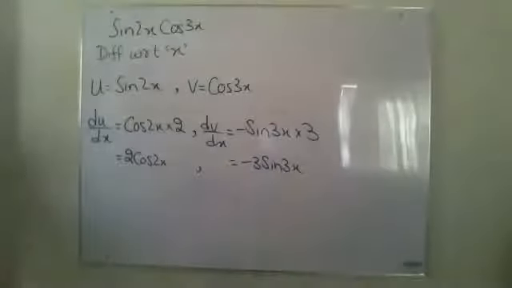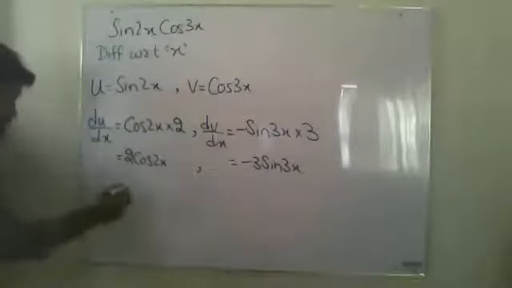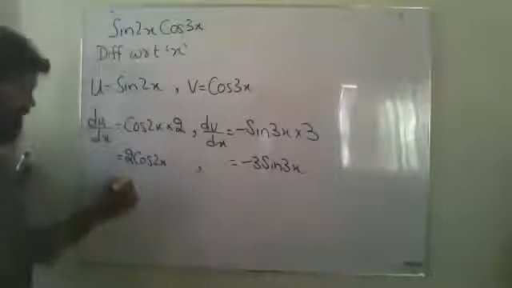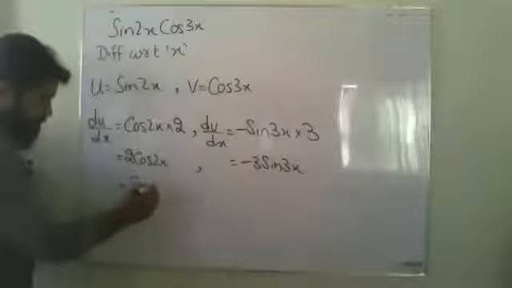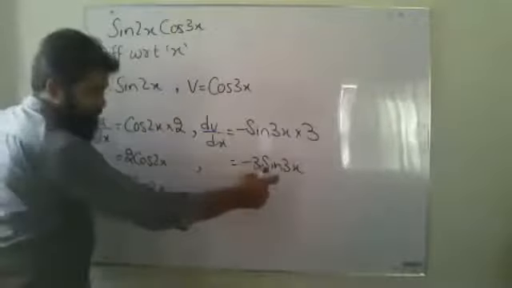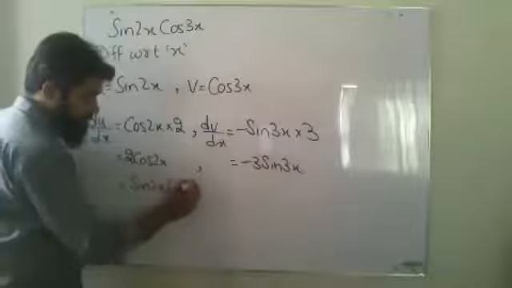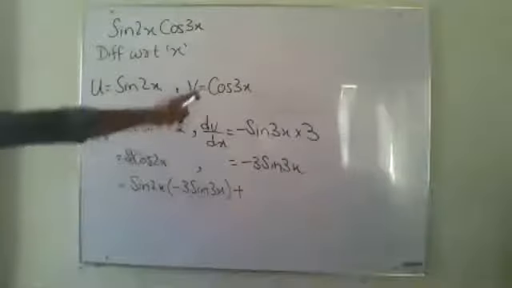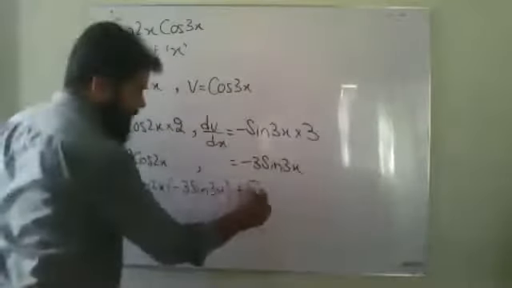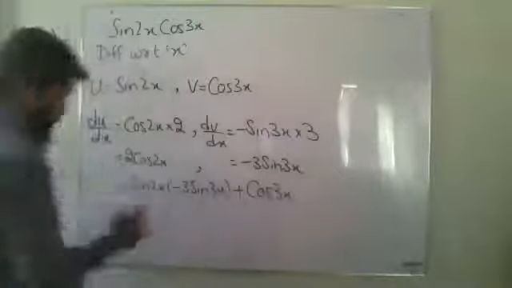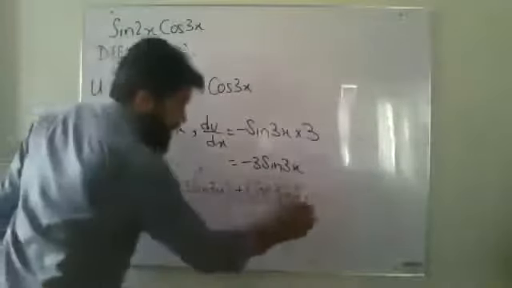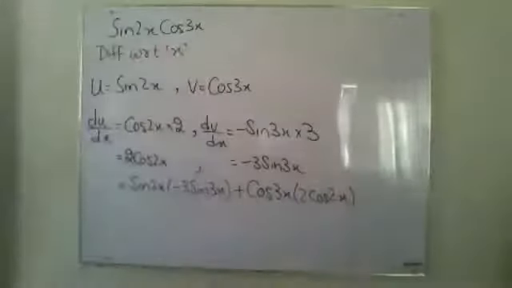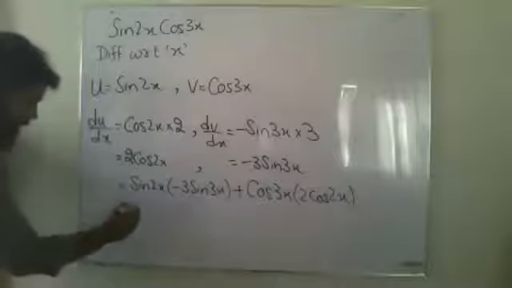So I am applying my formula, and according to the formula, the rule says u differential of v. What is u? Sine 2x into differential of v. What is differential of v? Minus 3 sine 3x, plus v, that is cos 3x, multiplied by u differential, that is 2 cos 2x. Okay, after this simplifying it further, minus 3.